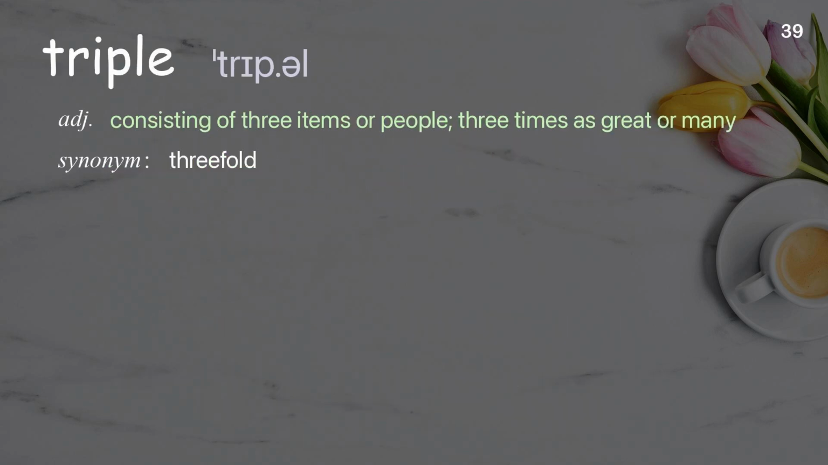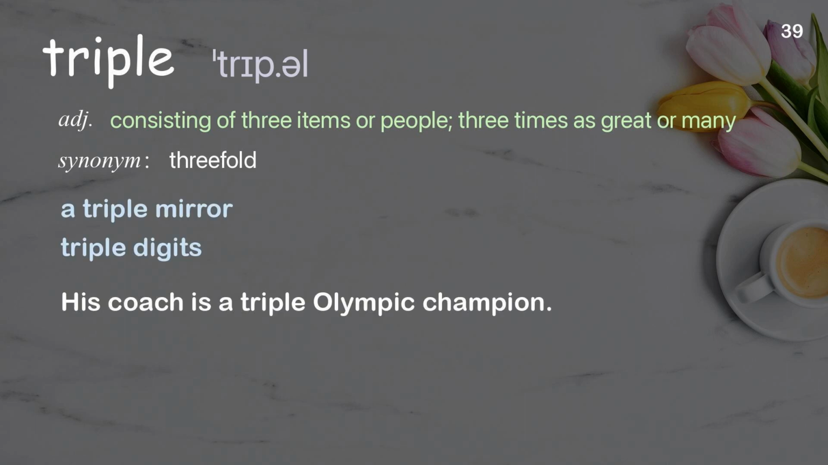Triple: consisting of 3 items or people; 3 times as great or many. Examples: a triple mirror, triple digits. His coach is a triple Olympic champion.